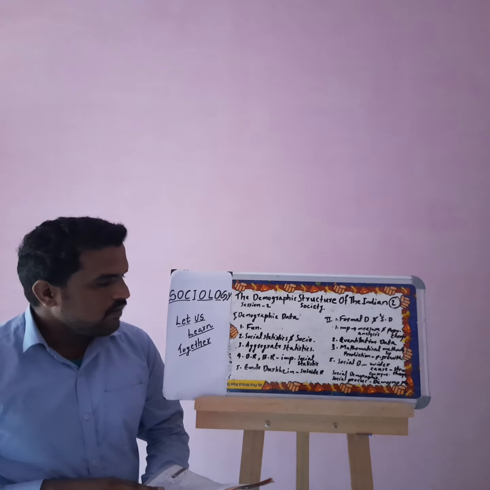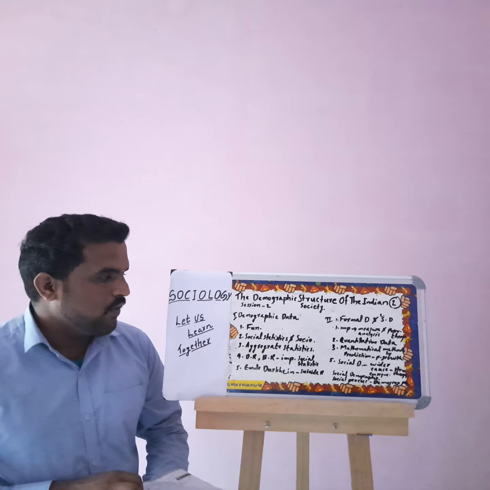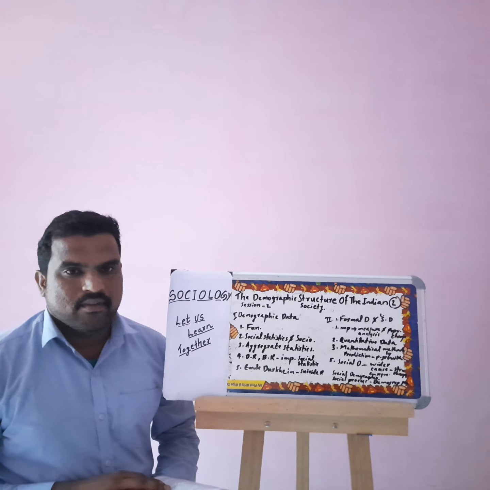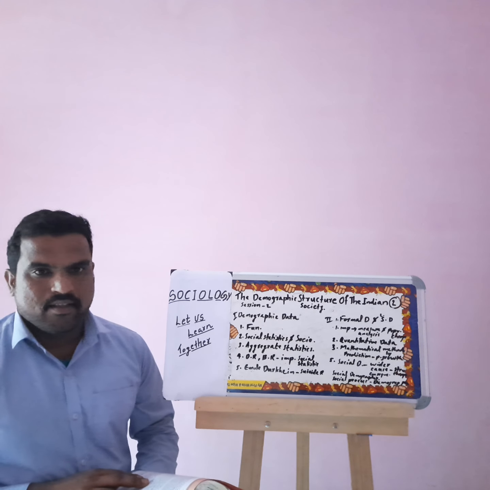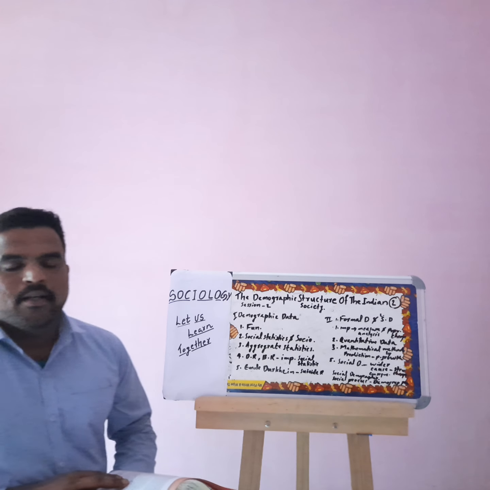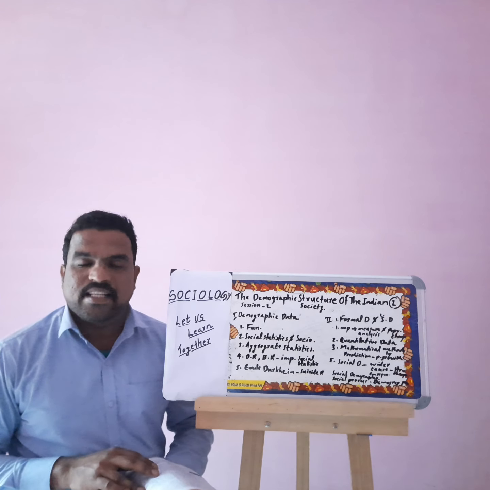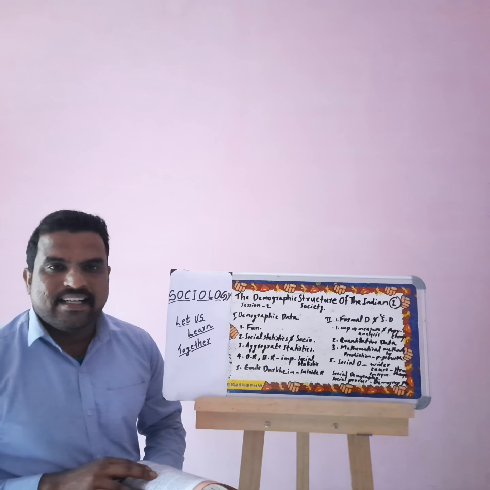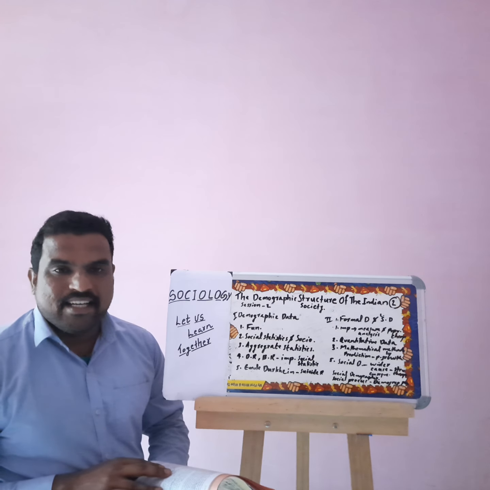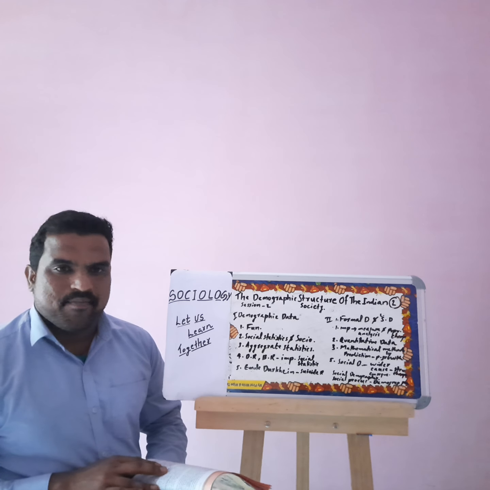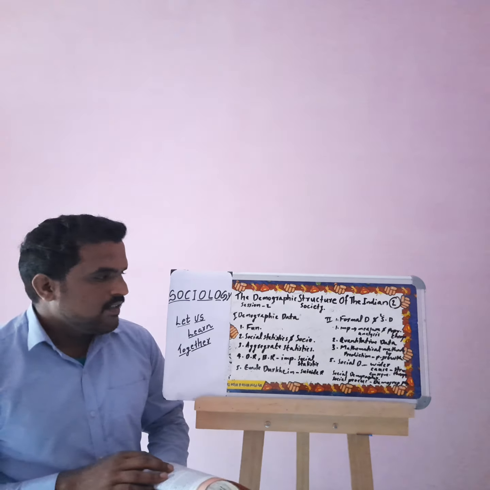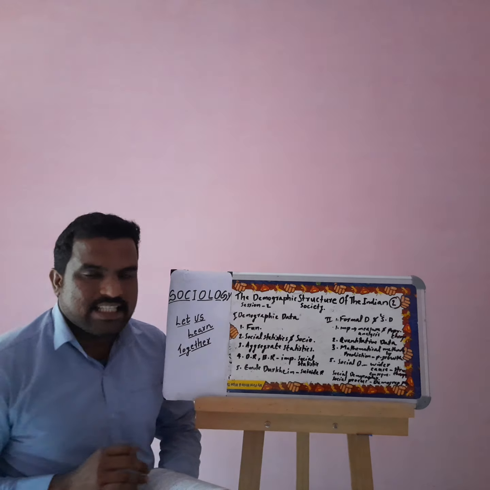There we can see the last paragraph, the first point, demographic data. What do you mean by demographic data? Demographic data means the quantitative data which can be collected by means of survey or census. Data includes death rate, birth rate, infant mortality rate, maternal mortality rate, etc. These are the important data which can be collected together, and so it forms the demographic data.